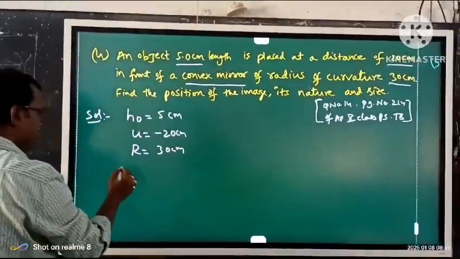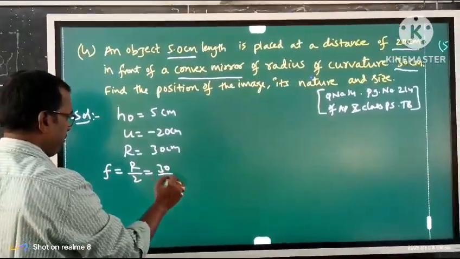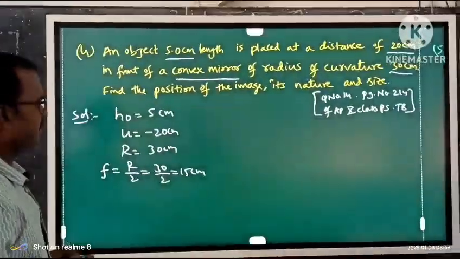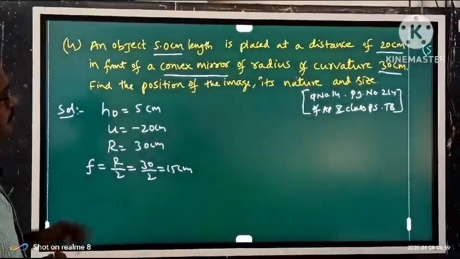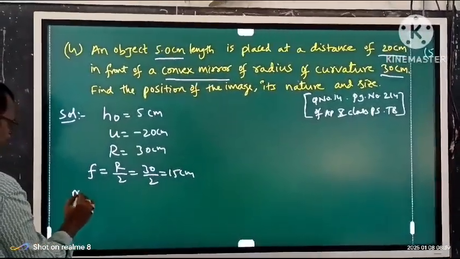So from this we have to find the focal length. F is equal to R by 2, that is equal to 30 by 2, 15 centimeters. So we get F is equal to 15 centimeters. Now to find the position of image, we have to use the mirror formula.